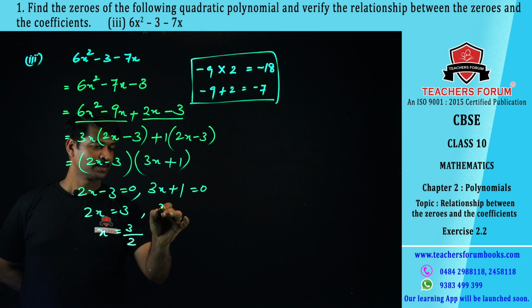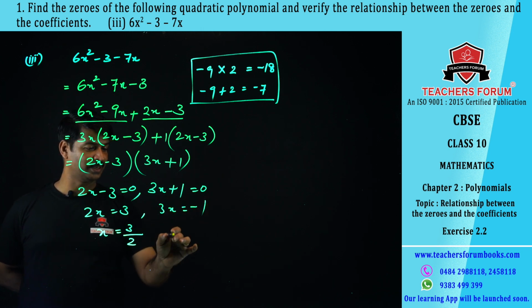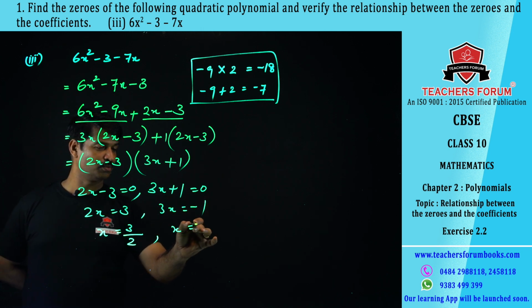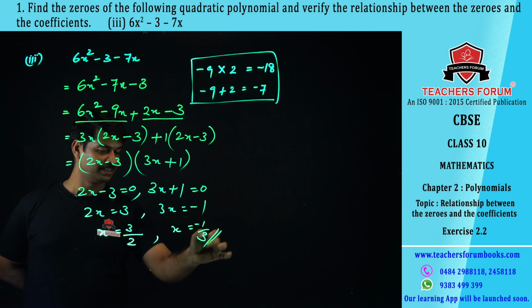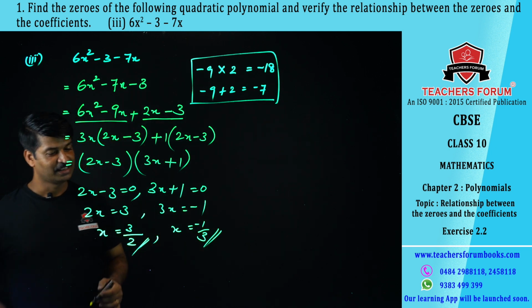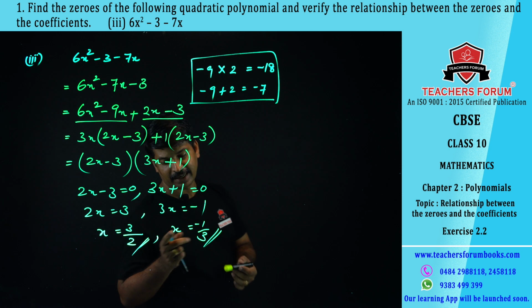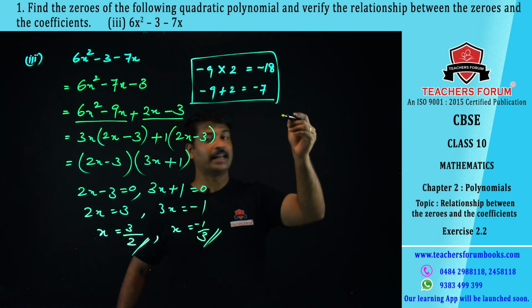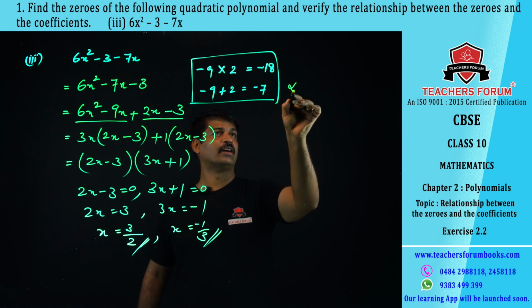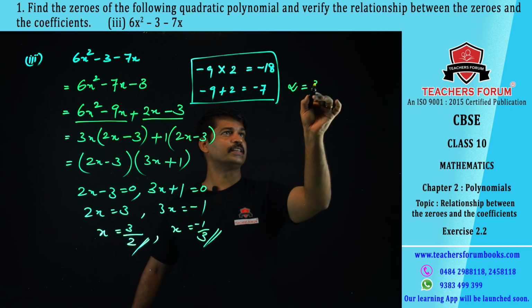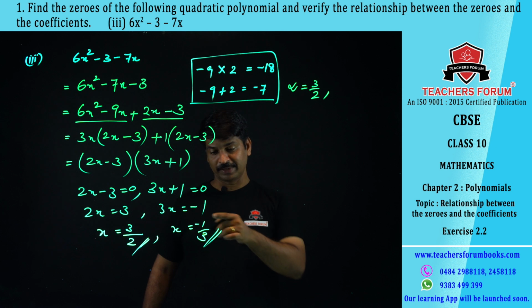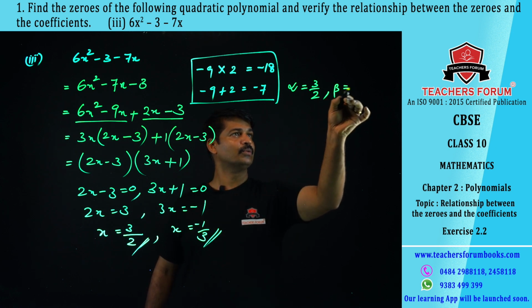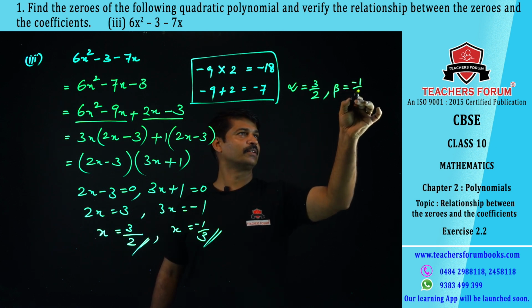From here, 3x is equal to minus 1, x is equal to minus 1 by 3. So you got the second zero. So the first zero is 3 by 2 and the second zero is minus 1 by 3. Let us name the first zero as alpha. So what is alpha? Alpha is 3 by 2. What is beta? Beta is equal to minus 1 by 3.